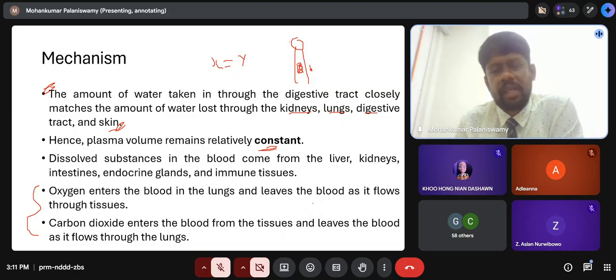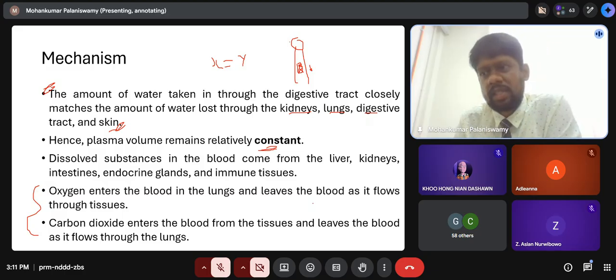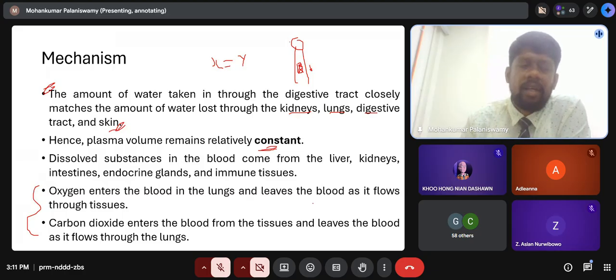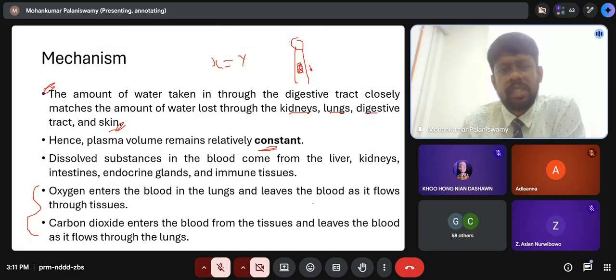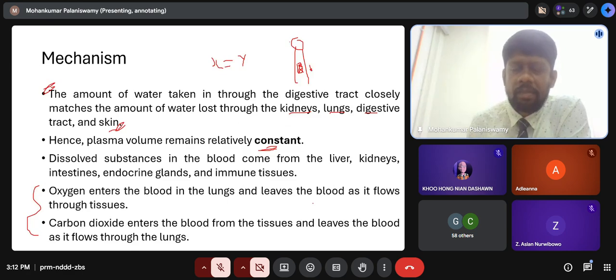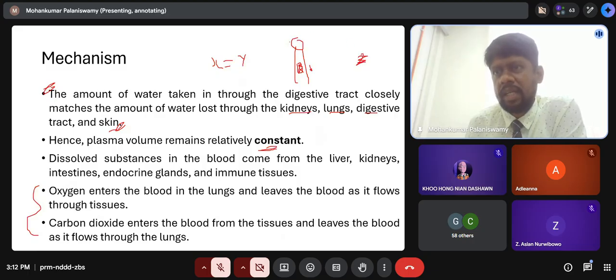Whenever we inhale, we take in more oxygen. That oxygen is transferred to our blood. When the blood circulates in our body, that oxygen is transferred to all the tissues present in our body. Then, with the help of capillaries, there is a gaseous exchange. So here we have blood, which has oxygen. Here we have tissues, a number of tissues. When the blood reaches the tissue, the oxygen in the blood is transferred to the tissue.